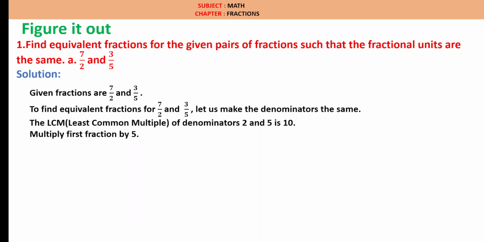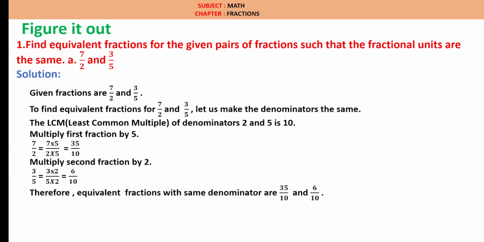Therefore, multiply the first fraction by 5. So 7 by 2 is equal to 7 into 5 divided by 2 into 5, nothing but 35 by 10. And let us multiply the second fraction by 2. 3 by 5 is equal to 3 into 2 divided by 5 into 2, nothing but 6 by 10. Therefore, the equivalent fractions with the same denominator are 35 by 10 and 6 by 10.